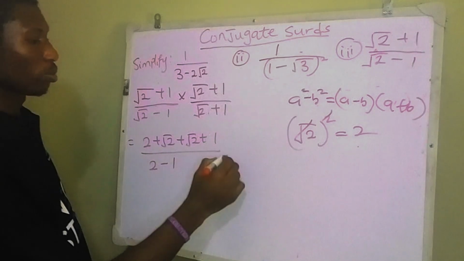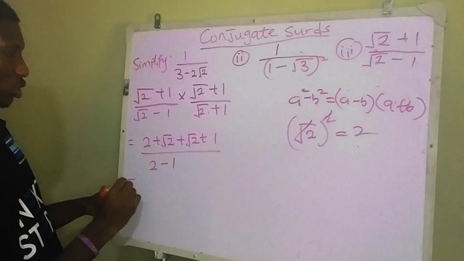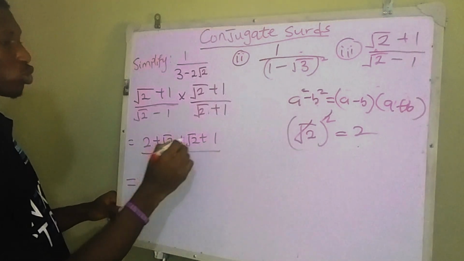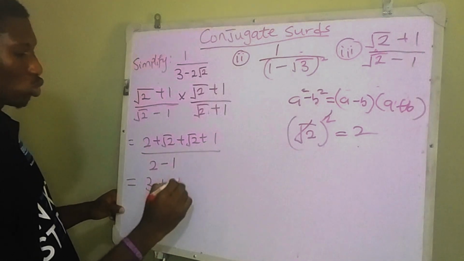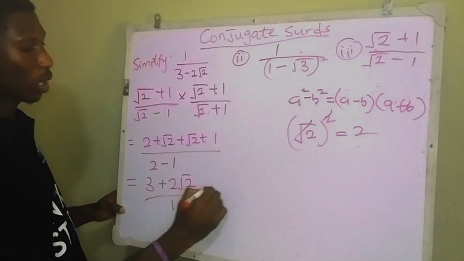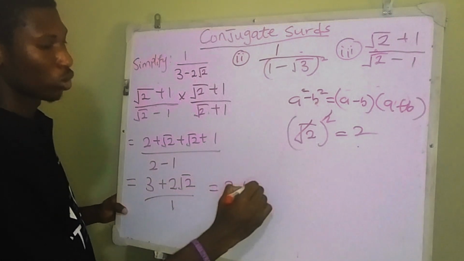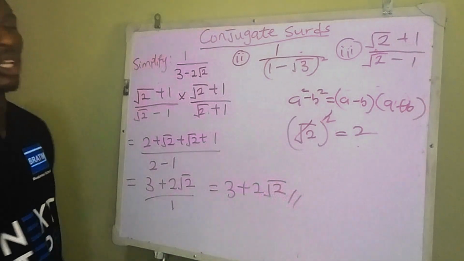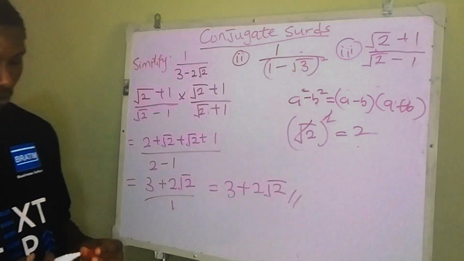1. So my final answer obviously will now be this. 2 plus 1 is 3. Square root of 2 plus square root of 2 is 2 square root of 2. And 2 minus 1 is 1, so all over 1. And my final answer will just be 3 plus 2 square root of 2. And this will be my final answer.